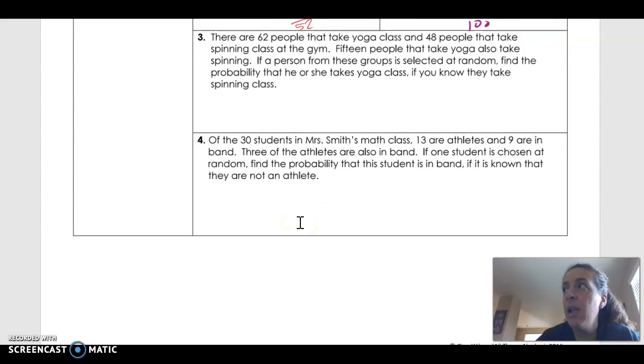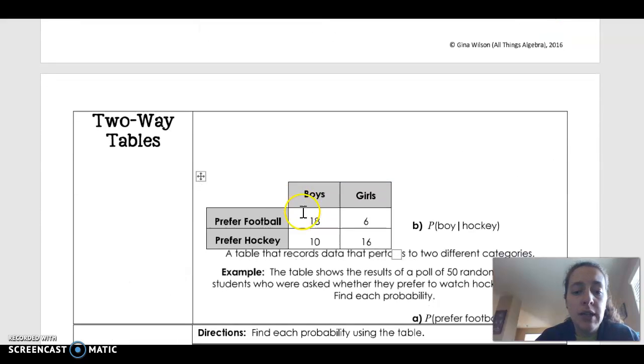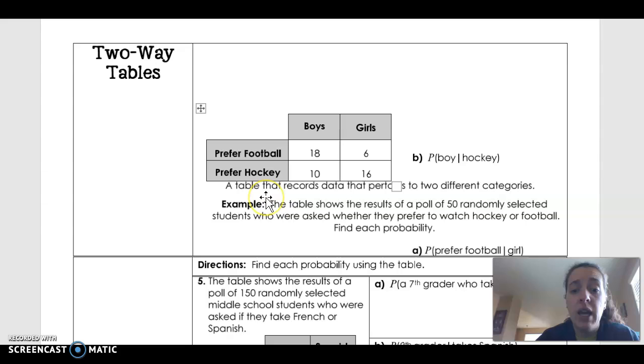Okay. All right, so the next thing we're really going to look at is two-way tables. Two-way tables are a different way that we can have our information. And this did not come across really cleanly when I opened it this way. So here's my definition of a two-way table. It is a table that records data that pertains to two different categories, right?